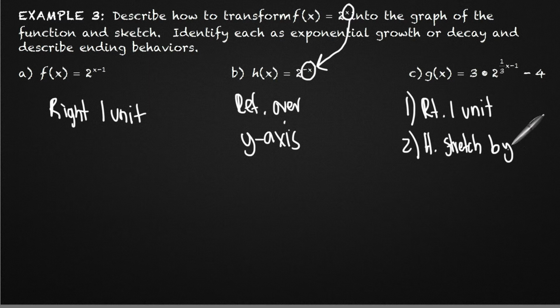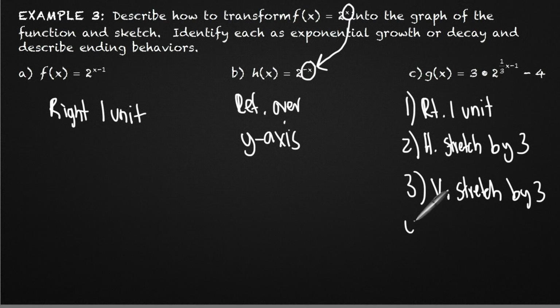This is a good review. We've done everything up here, so now we go out here and we do times 3. That's going to be a vertical stretch by 3. And then we have down 4. So down 4 units.